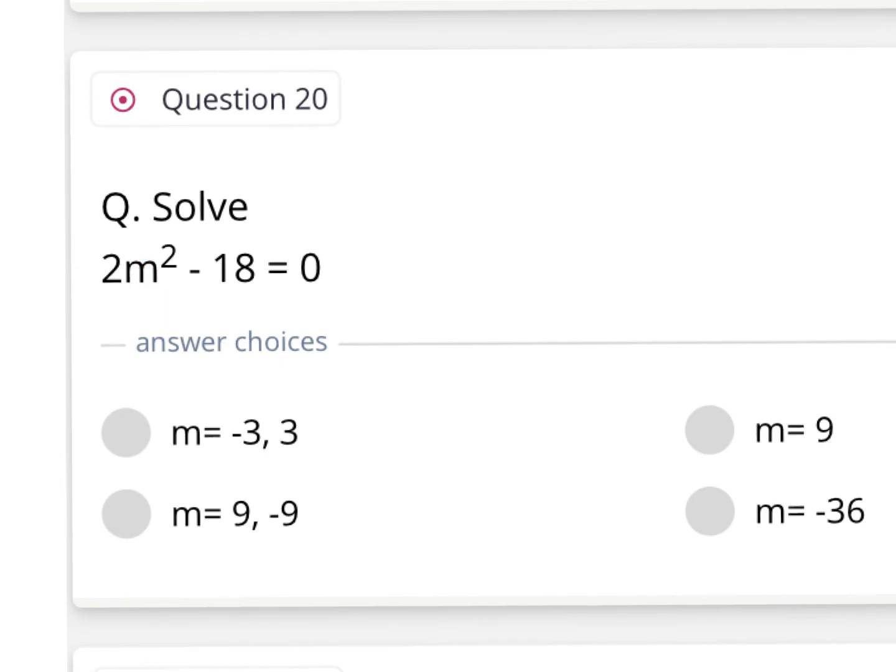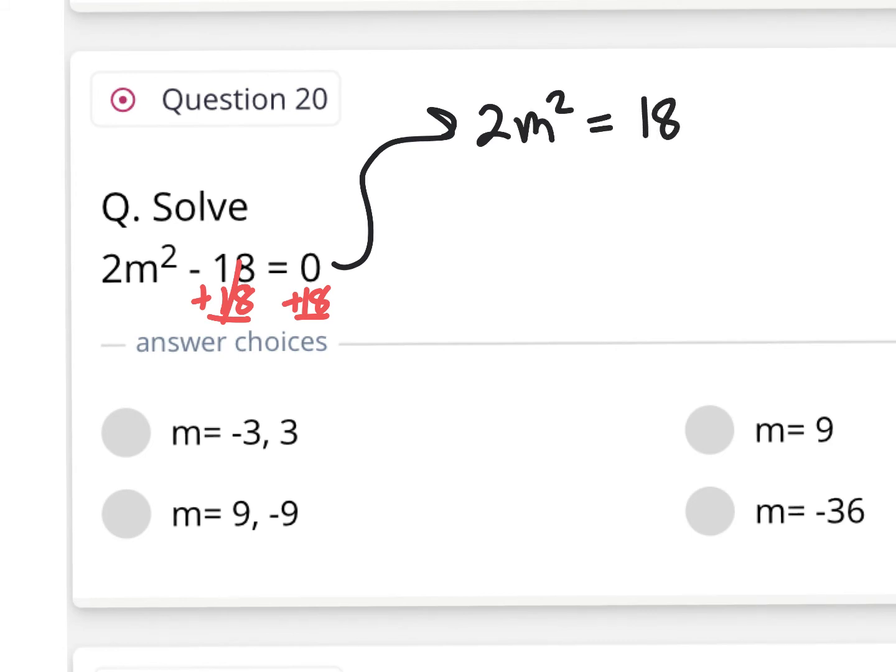Let's get it by itself on one side of the equal sign. So I am going to add 18. What I do to one side, do to the other side, add 18. My new equation is going to be 2m squared equals 18, which really means 2 times m squared. So I want to get rid of the multiplication of 2 by dividing by 2. What I do to one side, I do to the other. What do I have left? I have an m squared equaling 9.